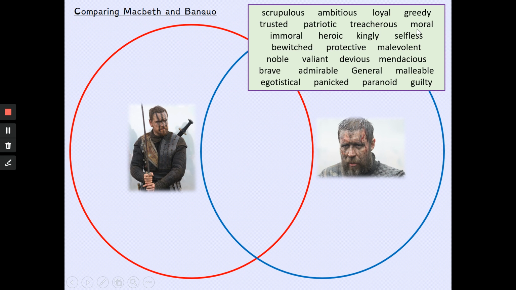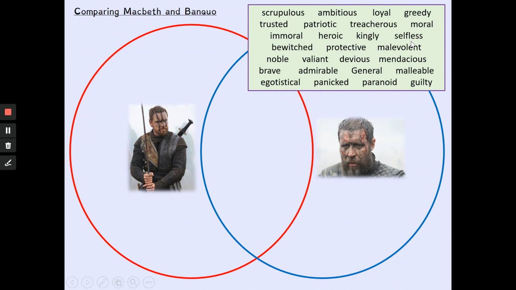Macbeth is treacherous. Banquo is more moral. Macbeth is more immoral. Some people might argue he's amoral. He doesn't have any understanding of morals at all. He doesn't know the difference between moral right and immoral wrong. Amorality is a sign of someone who is a psychopath. Heroic, well, depends on your interpretation, but in the eyes of the audience at the time, Banquo. Kingly, well, Macbeth is a king, but he's not very kingly. Banquo shows more qualities of a good king.